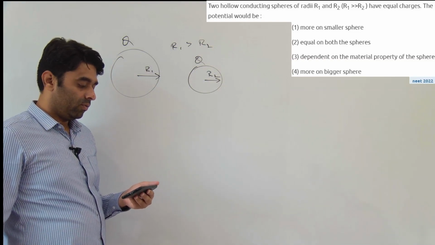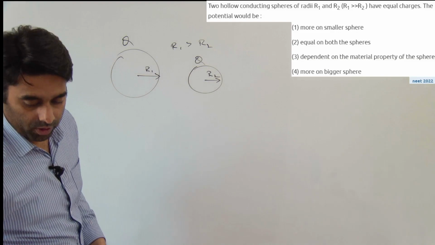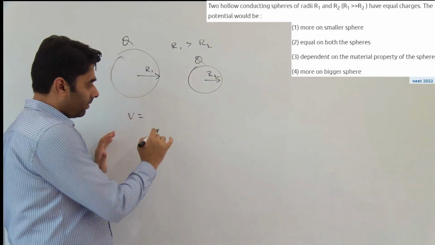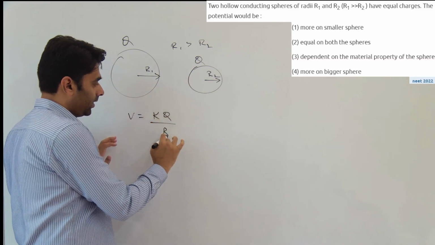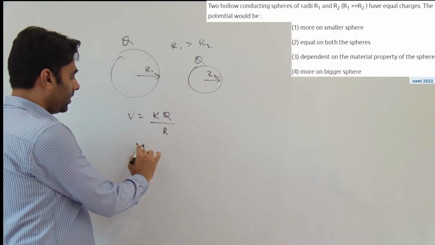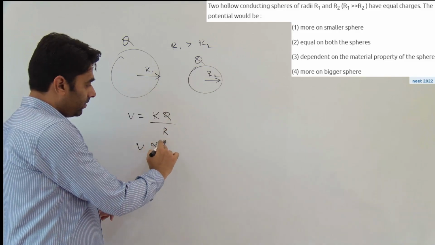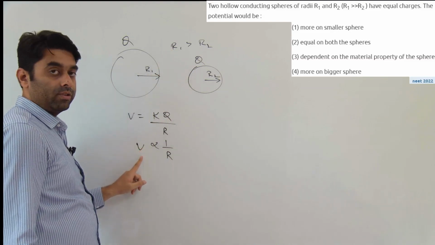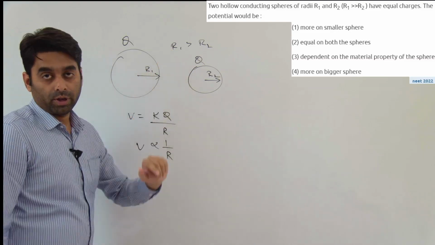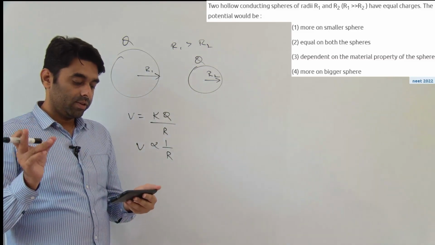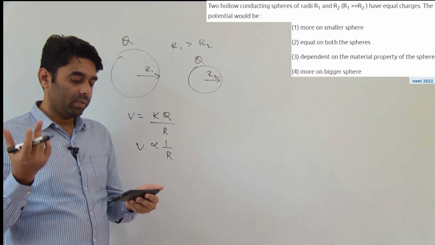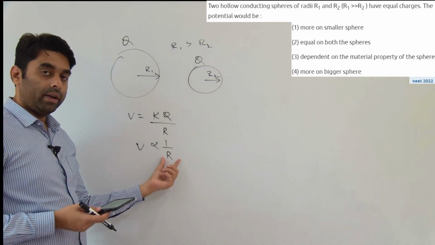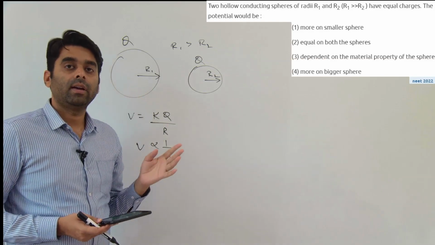Now, if we have to write potential for a sphere, it is given as kq by r, right? As we can see, potential is proportional to charge as well as inversely proportional to the radius. More is the radius, less will be the potential. Less is the radius, more will be the potential. So which option will come? Option number 1 says more on smaller sphere, equal on both spheres, dependent on material of the sphere, more on bigger sphere. Basically the one which has smaller radius will have more potential. So option number 1 is our correct answer.